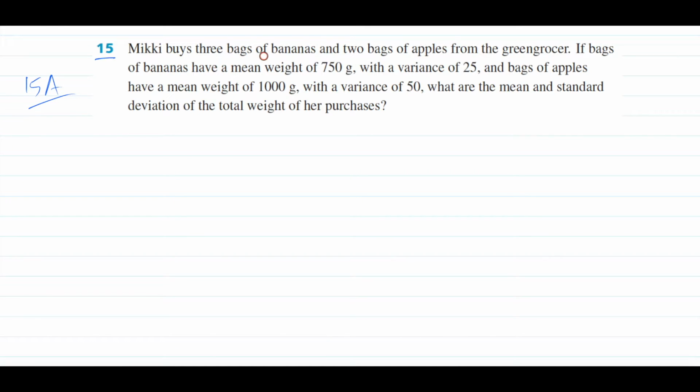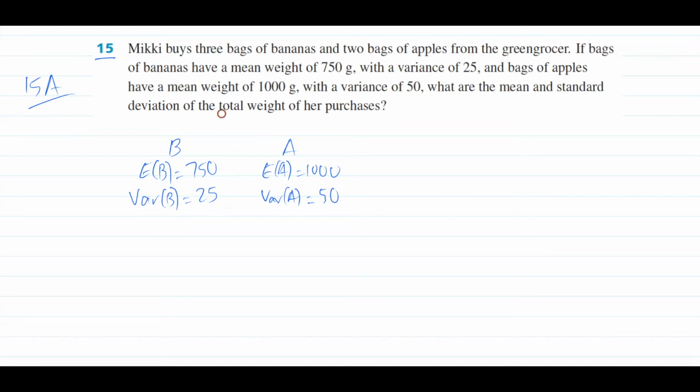Mikki buys 3 bags of bananas and 2 bags of apples, so standard linear combination, from the greengrocer. If bags of bananas have a mean weight of 750, so let's just call B bananas, mean weight, so E(B), is 750 grams, and a variance, so Var(B), of 25. And bags of apples have a mean weight of 1000 grams, so E(A) would be 1000 grams, and a variance of 50, so variance of apples would be 50.